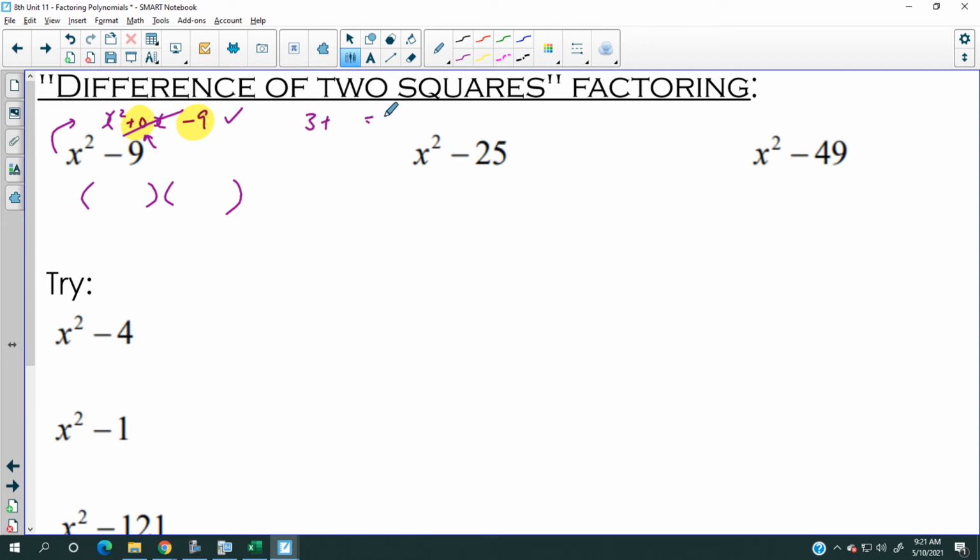3 plus what will give you 0? Yeah, -3, right? What about 100? 100 plus what will give you 0? Yeah, -100, right? Or rather, what about -50? -50 plus what gives you 0?